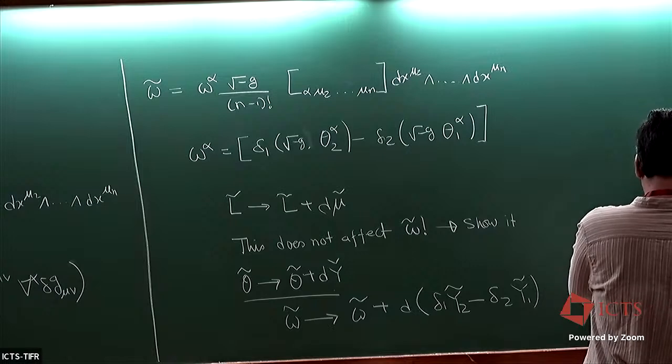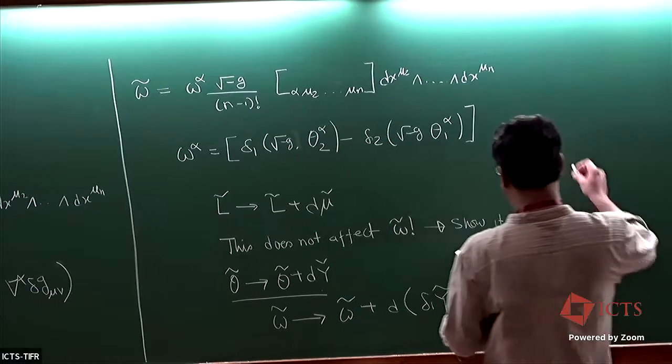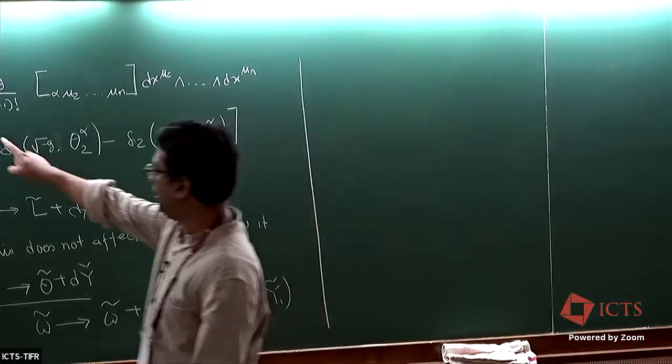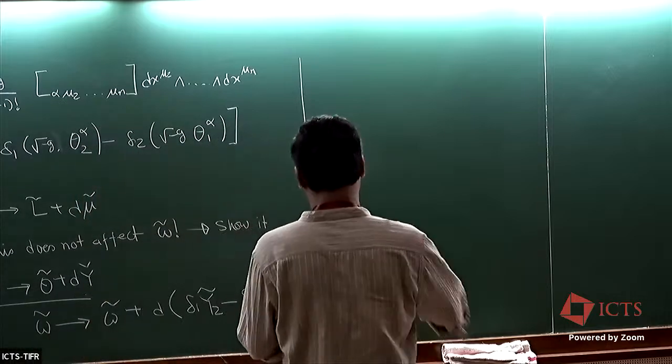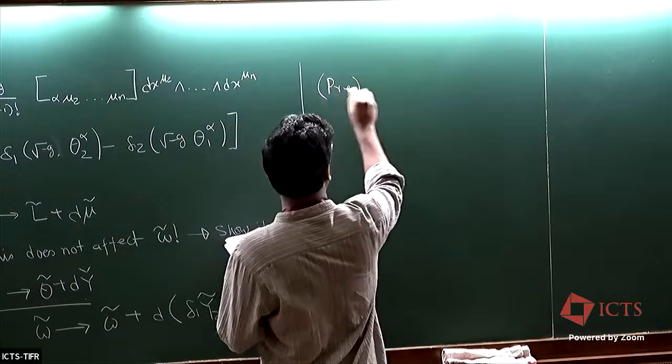With this structure, we will define with this symplectic current, okay, sorry, this is symplectic current, we will define what is called a pre, is again within bracket.